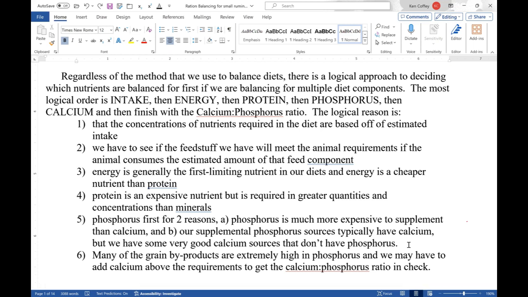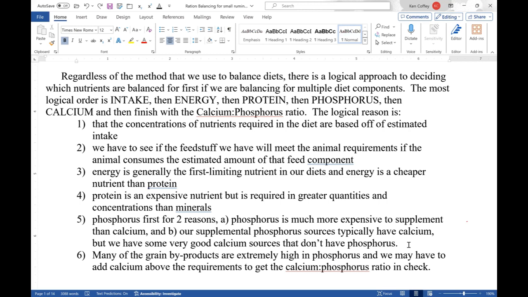Okay, getting back to that: intake, then energy, protein, phosphorus, calcium, and then the calcium-phosphorus ratio. And if we mess up, like in our case, sometimes I don't think they eat as much hay as the book says they're supposed to. That means everything else needs to be more concentrated, so we can keep those things in mind. If we have an idea of intake, we know the amounts the animal requires. And when we get to the ration balancing spreadsheet I want to show you, it works more on amounts. So that's why we want intake.